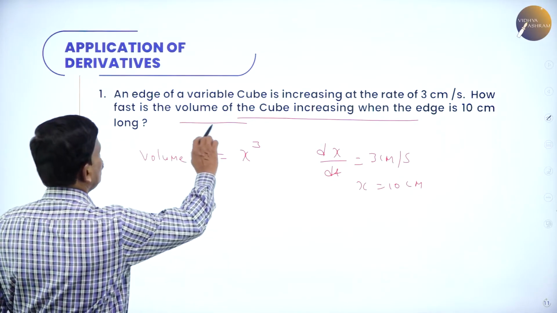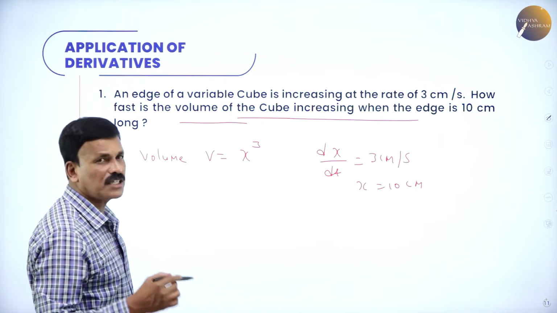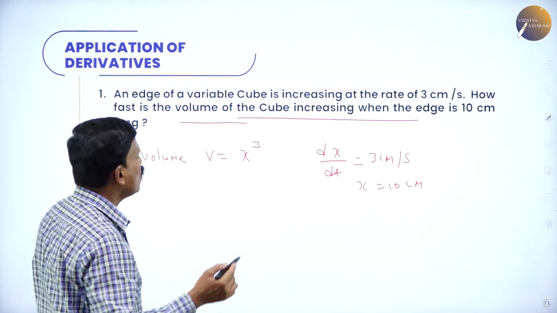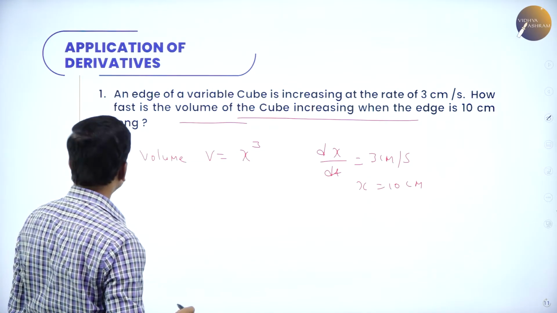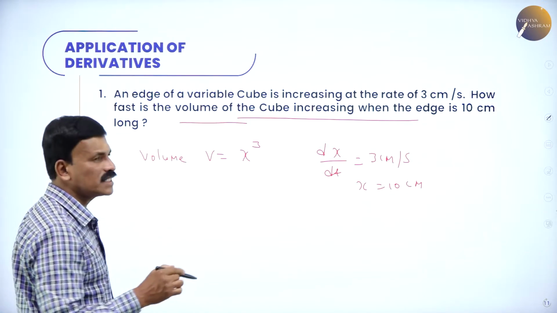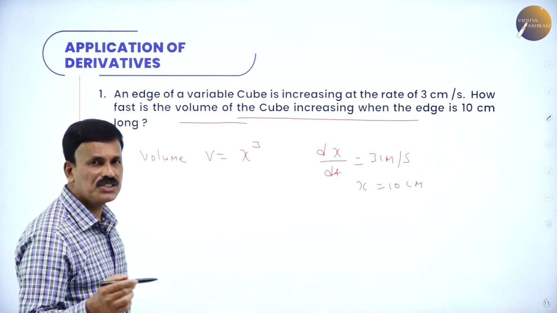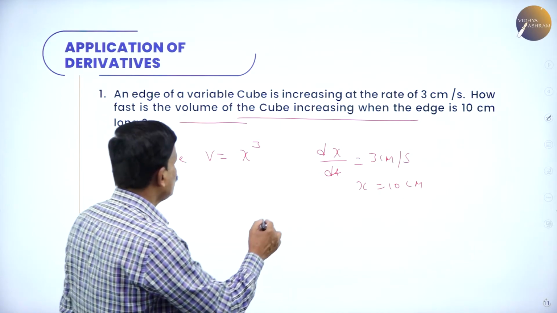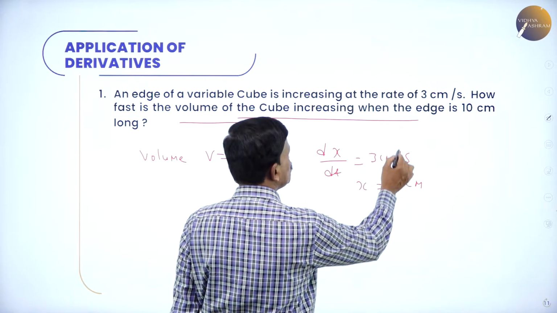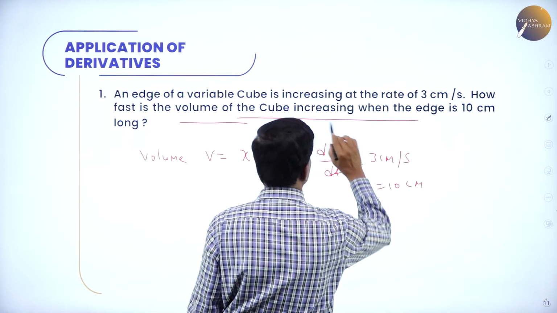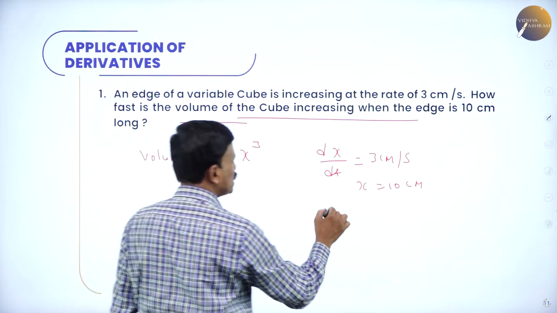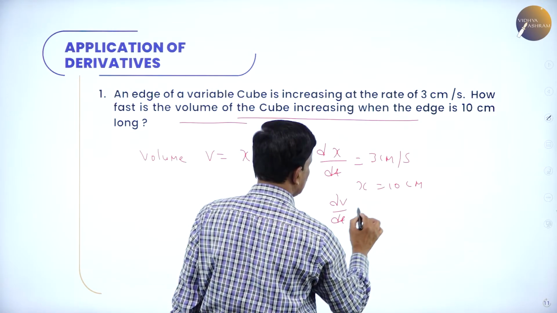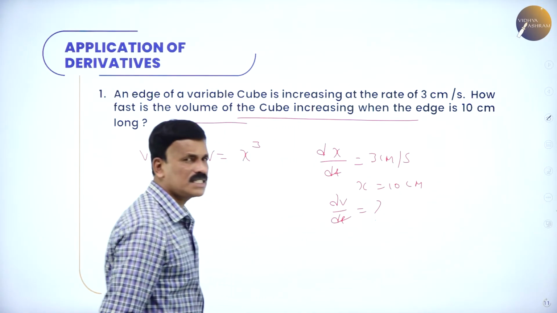Here, the edge of a variable cube is increasing at the rate of 3 centimeters per second. How fast is the volume of a cube increasing when the edge is 10 centimeter long? Let x be an edge of the cube. So what is given? dx by dt is equal to 3 centimeters per second. And what is required to find? dV by dt when x is equal to 10 centimeters.